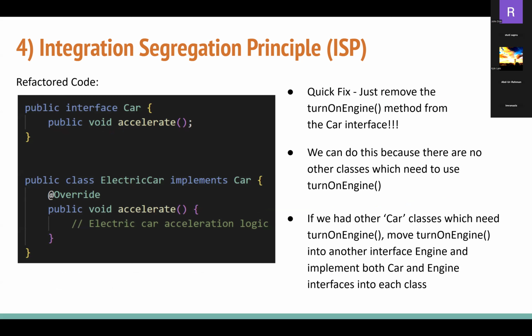But if you did have another car class that did need to use turn on engine, then in that case, you might want to move turn on engine into some sort of interface called engine and implement both car and engine into each of those car classes, if that makes sense. Any questions on that?